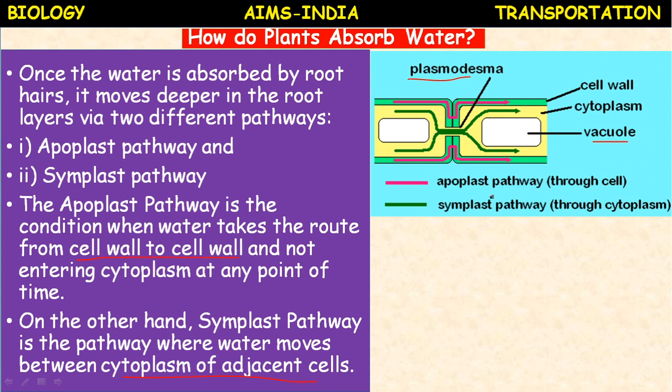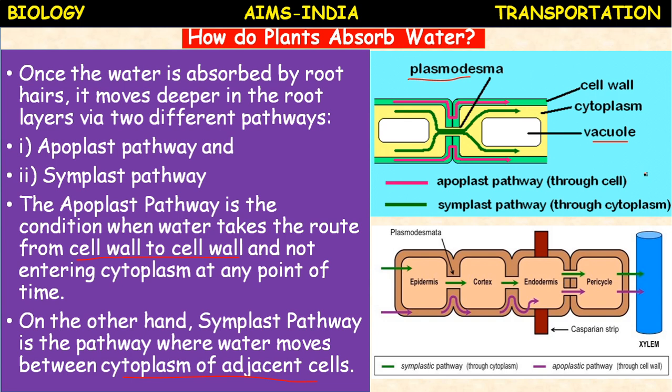Okay, in the apoplast you can see the red arrow mark. The movement of water takes place, the route from cell wall to cell wall. Here only cell wall, the green portion represents the cell wall, that middle line represents the plasmodesmata. Okay, so this is called apoplast pathway. Then symplast, the symplast represents the thick green. So from cytoplasm to cytoplasm of adjacent cells, through cytoplasm of adjacent cells. This is the symplast pathway, the movement of water.